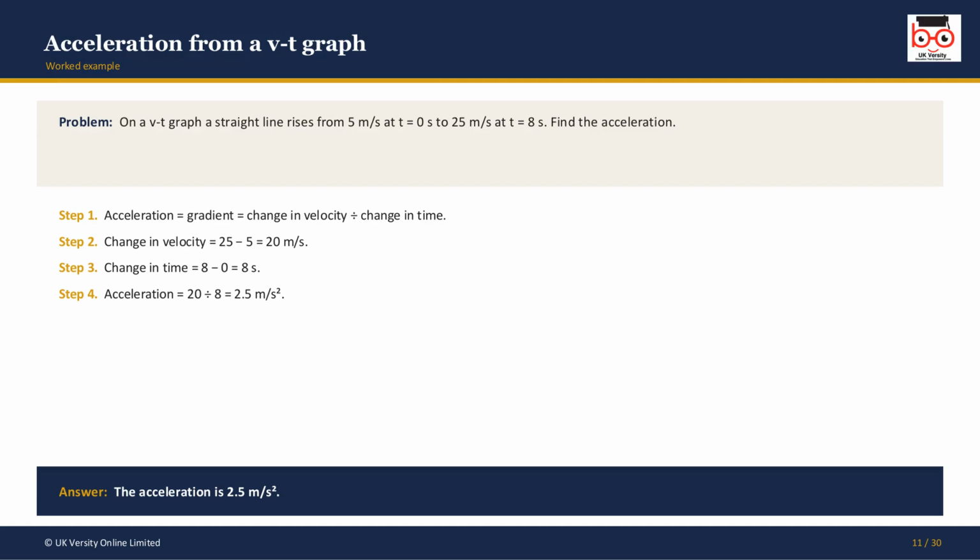Let's find an acceleration from a velocity-time graph. A straight line rises from 5 meters per second at time 0 to 25 meters per second at 8 seconds. Acceleration is the gradient, the change in velocity over the change in time. The velocity climbs by 25 minus 5, that's 20 meters per second over 8 seconds. 20 divided by 8 comes out at 2.5, so the acceleration is 2.5 meters per second squared.